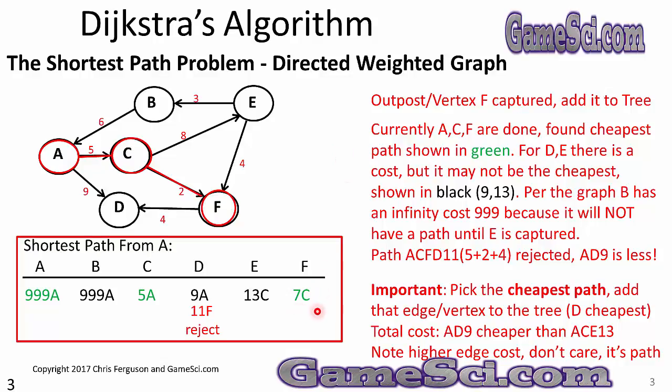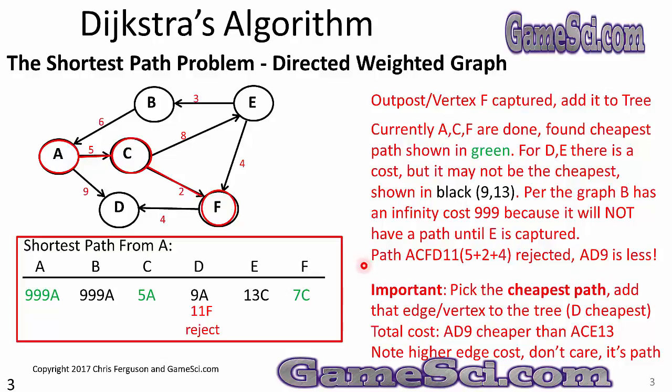Here's the cheapest cost to get to F, the cheapest cost to get to C, and of course we started in A. For D and E, there is a cost, but it may not be the cheapest. Those prices are shown in black. We have a cost of 9 to get to D. We have a cost of 13 to get to E. Per the graph, B has an infinity cost of 999 because it does not have a path until E is captured. The path A, C, F, D for 11, 5 plus 2 plus 4, is rejected. A to D, 9, is less.